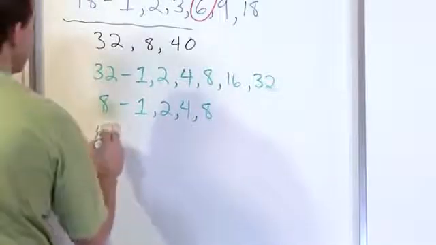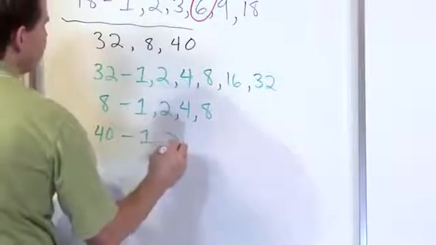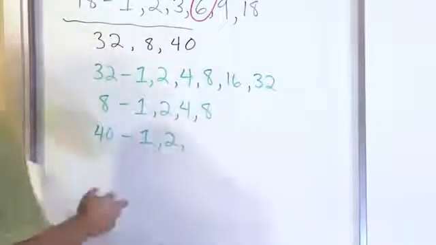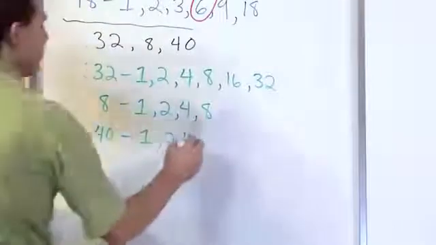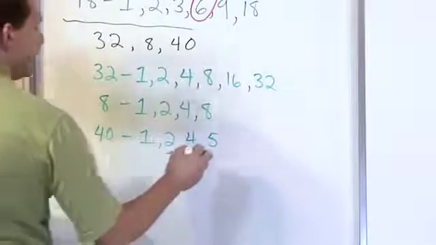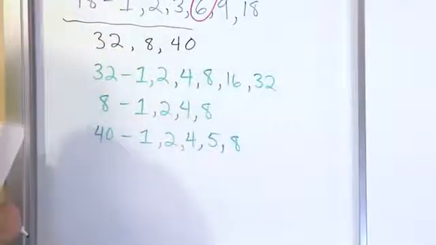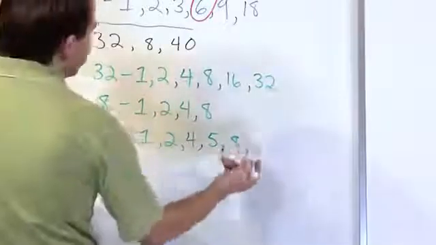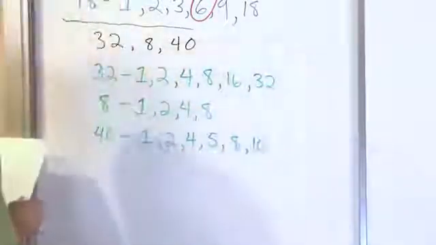And then finally the number 40. The number 1 divides in, the number 2 divides in, number 3 does not, but the number 4 does divide in because 4 times 10 is 40. The number 5 does because 8 times 5 is 40. The numbers 6 and 7 do not, but the number 8 does because 8 times 5 is 40, as we just said. Number 9, of course, doesn't divide into here, but number 10 does because 10 times 4 is 40.